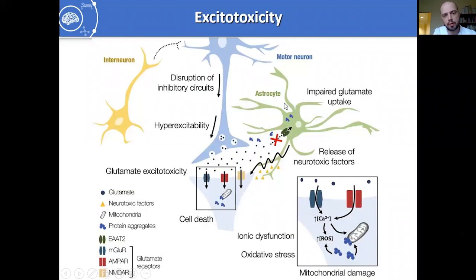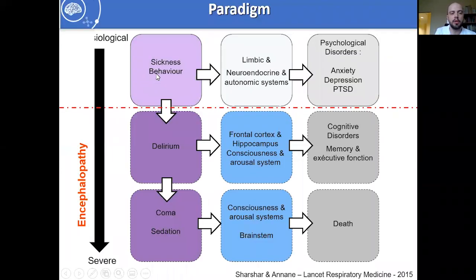This is worsened by the impairment of astrocytic functions, which are to reuptake neurotransmitter, control the microenvironment, and support neurons through energy supply. This leads to impairment of functions, and we have adopted a paradigm in which we graded the response of the central nervous system to sepsis.